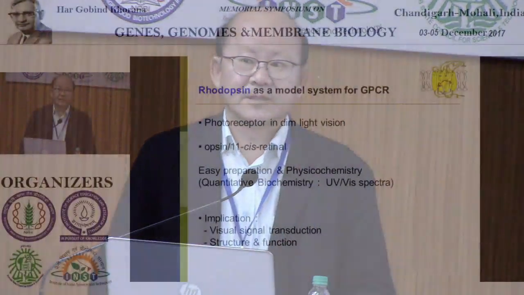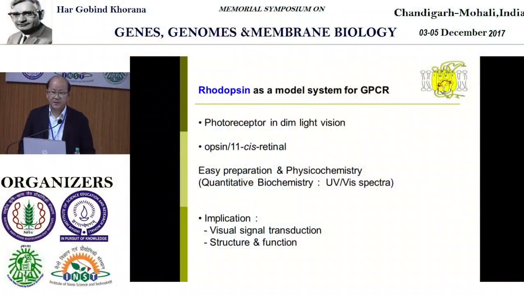Vision is mediated by absorption of light by photoreceptors in our eyes. There are two kinds of photoreceptor cells in vertebrates. One, the rod cell, is responsible for dim light vision, and the cone cell is responsible for bright light and color vision. Rhodopsin is a photoreceptor responsible for dim light vision, consisting of the protein opsin and 11-cis retinal.